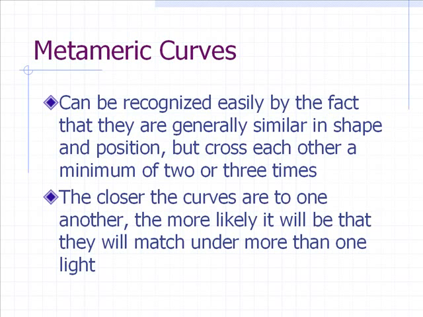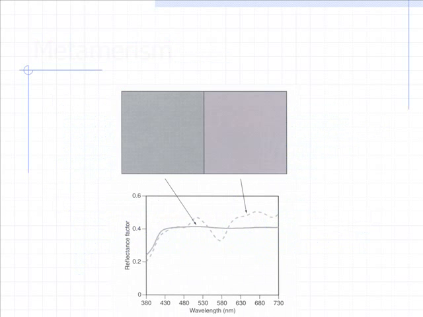There's that picture from your book that shows two curves that are similar but are a metameric match because one of them goes straight across and the other one kind of goes up and down. They're both grays, similar grays, match under one light source, don't match under another. If we have a non-metameric match, which is what we'd like to have, that's called an invariant match. There's no variation in it whatsoever.